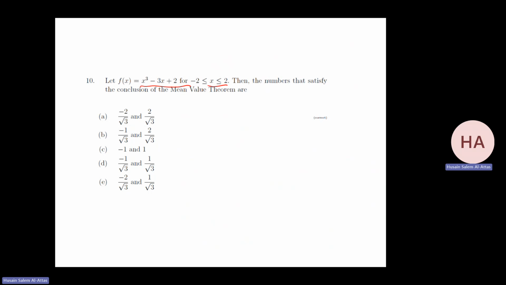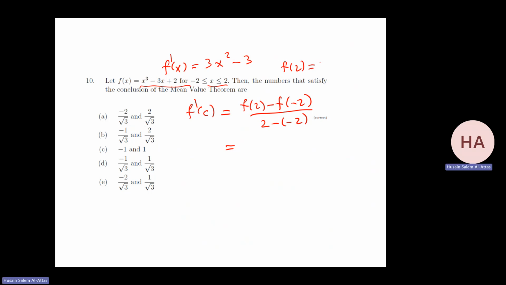Yeah, conditions are satisfied. Very clear continuous function. I need f prime at x, 3x squared minus 3. So I need f prime at c equal f of 2 minus f of minus 2 over 2 minus minus 2. Yeah, be careful here. f of 2 equals what? It will be 8 minus 6 plus 2, that will be 4. f of minus 2 is minus 8 plus 6 plus 2, which is 0. That's 4 minus 0 over 4. That will be 1. Good.